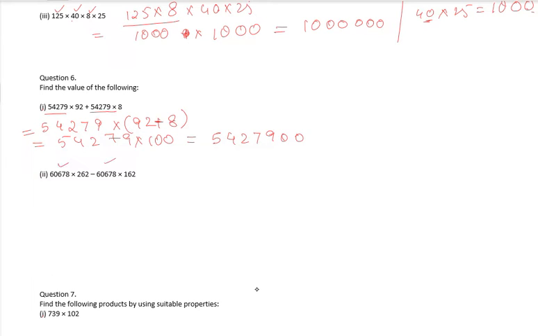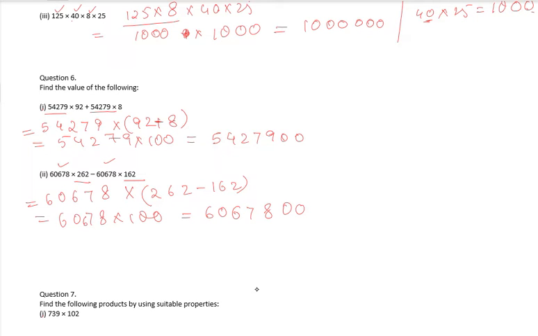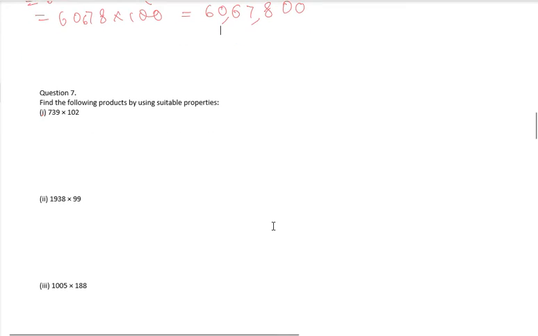Then in this question, similarly, 60,678 multiplied by 262 minus 162, which is 60,678 multiplied by 100, which is equal to 60,678 and 2 zeros. So if I count this, I am getting 60,67,800.